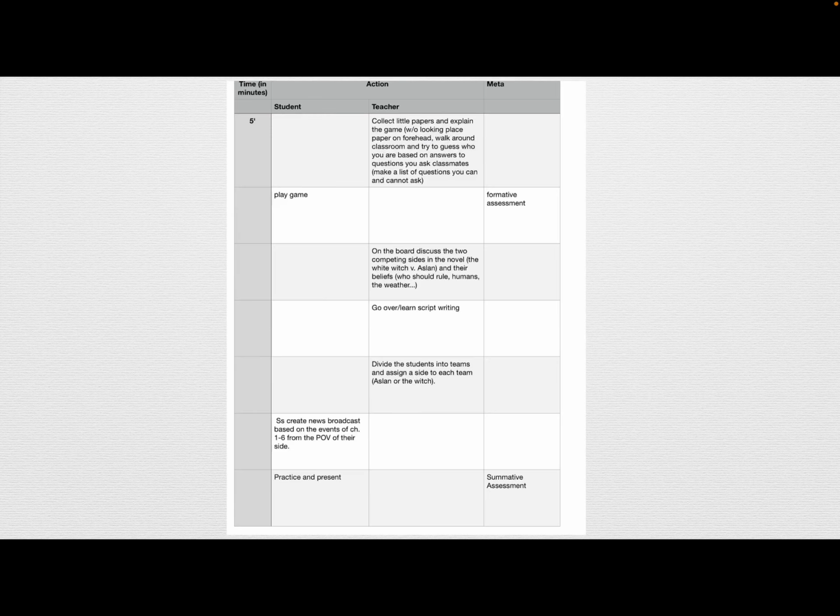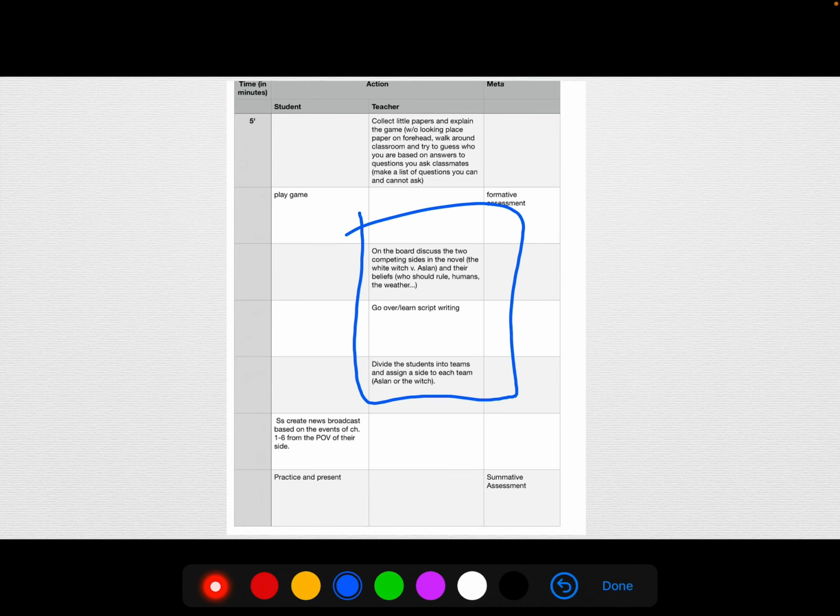So that is basically the sort of teacher talk time here. Divide them into teams. Then they create their news broadcast. So they write it down. They're going to create a script. And then they're going to practice their scripts, and then they'll present. And that would be their summative assessment.